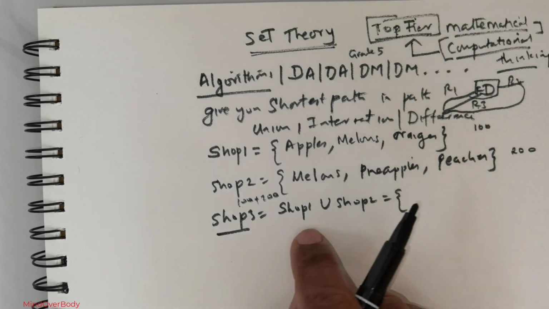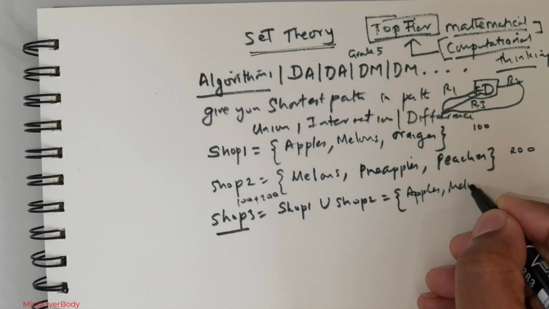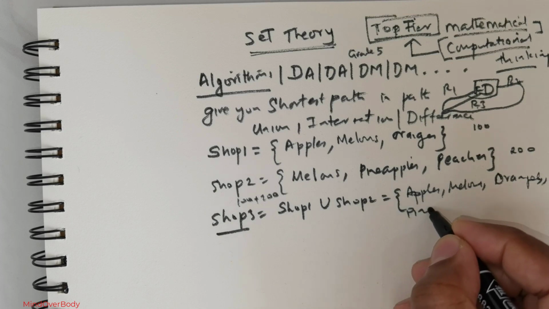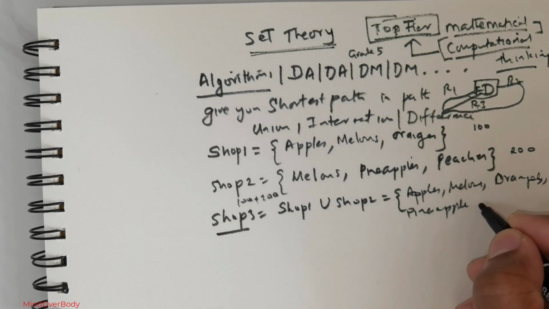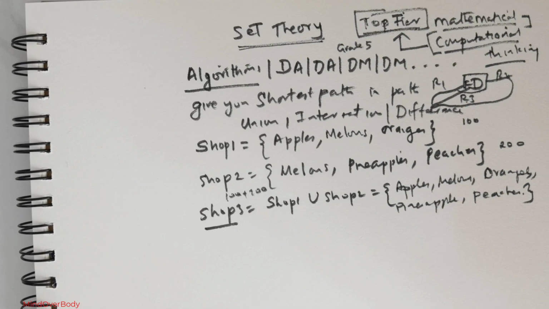So in this case, if you are performing a union, what do you have? You got apples, you got melons, you got oranges, you got pineapple, and you got peaches, right? So this is what you've got.